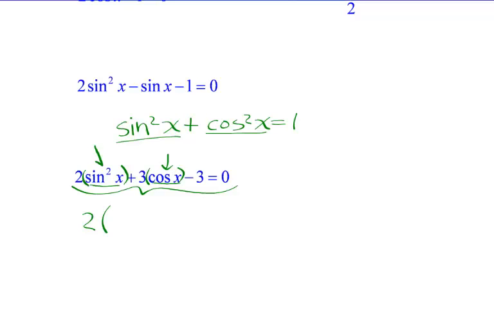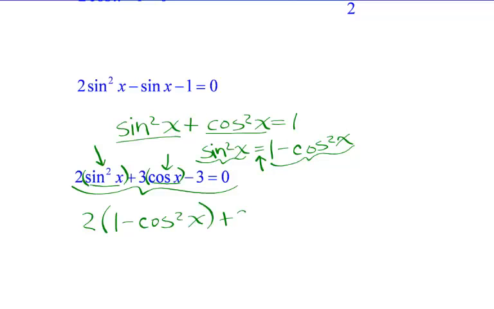But I do have an identity that would allow me to put sine squared in terms of cosine squared. The sine squared of x better equal 1 minus the cosine squared of that same x. And if these two things are equal, every time I see this, I get to write that instead. And then all I'm going to do is copy down the rest of that equation. Now I'm going to clean things up. 2 times 1 is 2. 2 times negative cosine squared is minus 2 cosine squared.